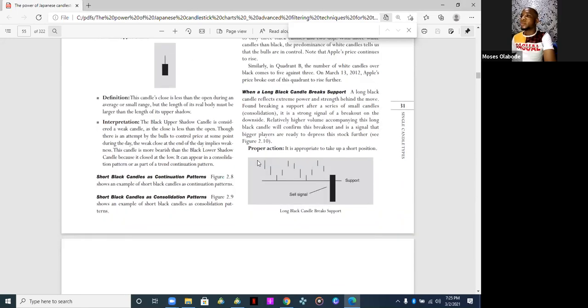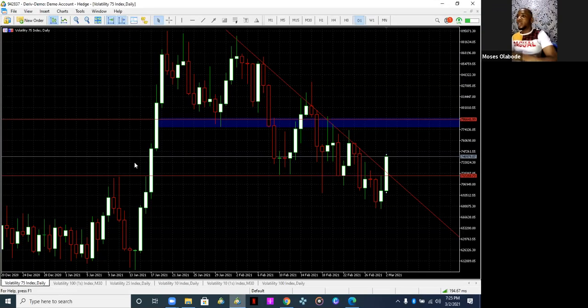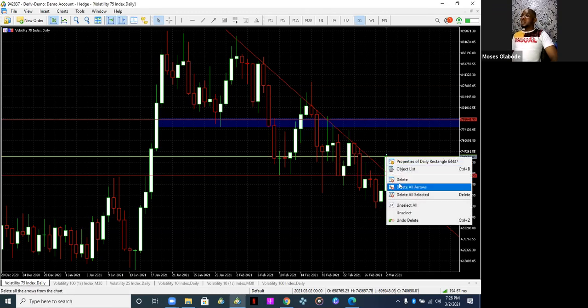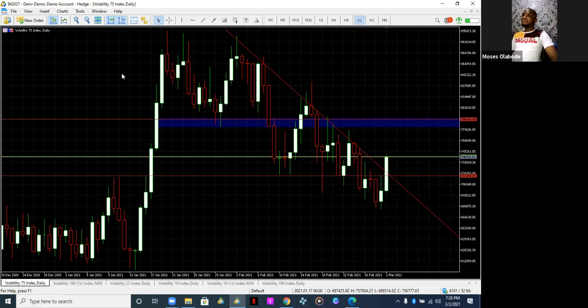When there's a consolidation and then a long black candle forms after the consolidation, the breakout is always cool to follow, because it will take a while before the candle comes back. This is a strong decision, a strong selling decision after a consolidation. The predominance of white candles over black candles in the market has bullish implications, and the predominance of black candles in a selling market has bearish implications.